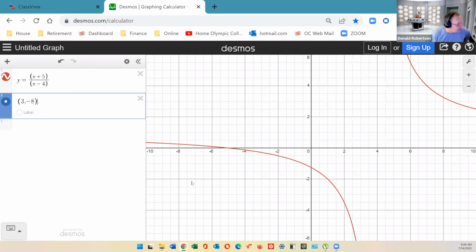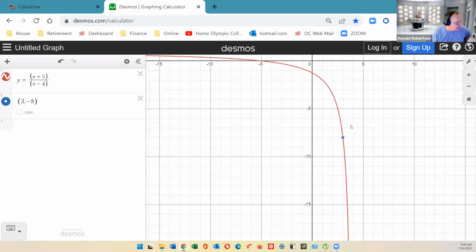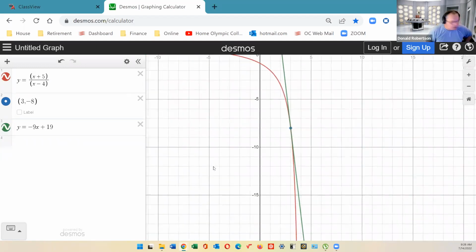Let's put that point in. There we are. Do you see it down there? And then the equation of the tangent line, provided I didn't screw up, is -9x plus 19. Oh, am I good or am I good? Does that look like a tangent line to you guys? And we are done.